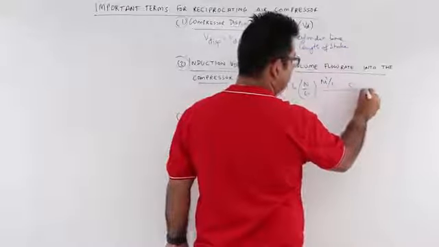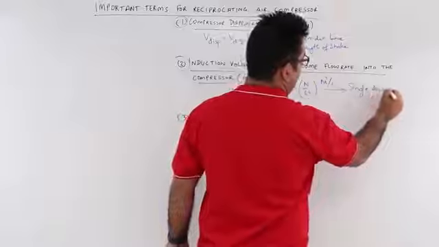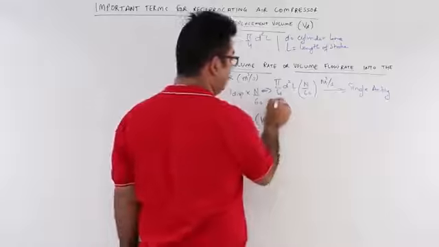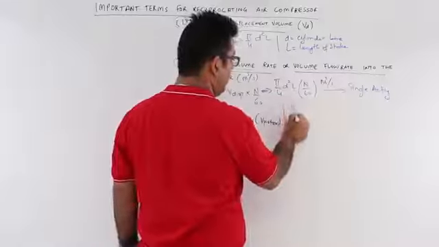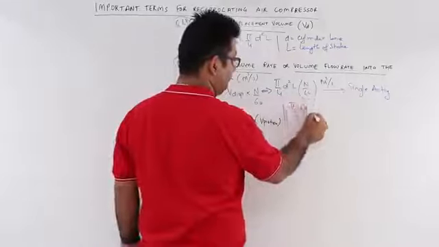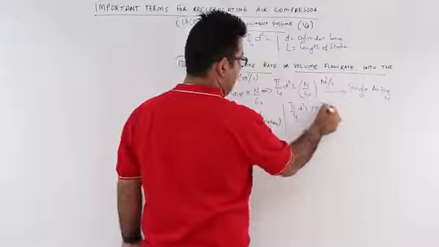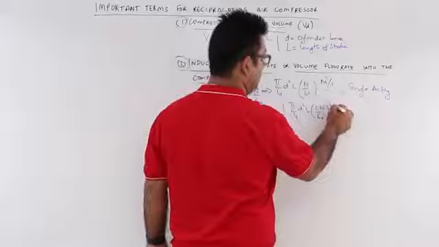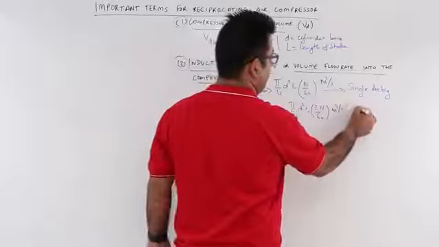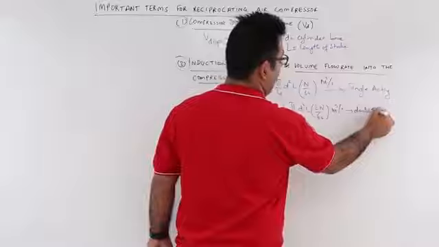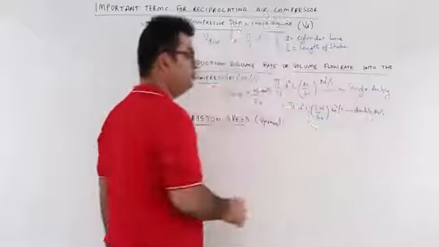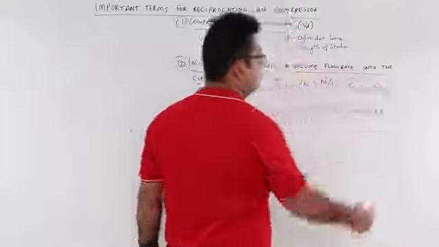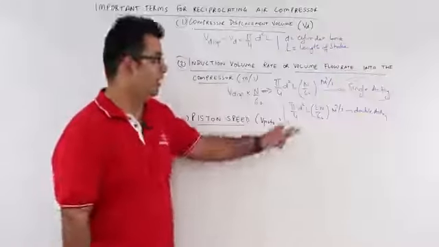If your compressor is double acting, then it would be pi by 4 d square L into 2n by 60, which again gives meter cube per second. This is for double acting. Now why did we multiply by 2? Because you are handling twice the volume as compared to a single acting reciprocating air compressor. So you multiply that by 2.